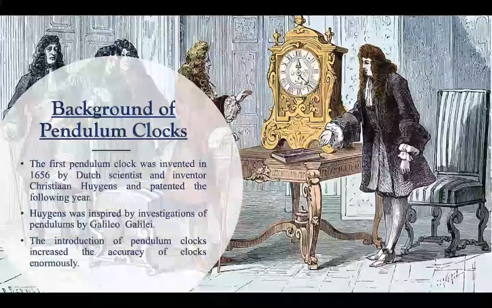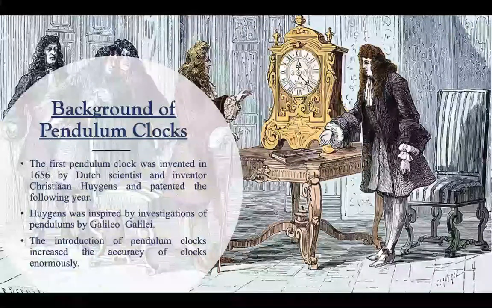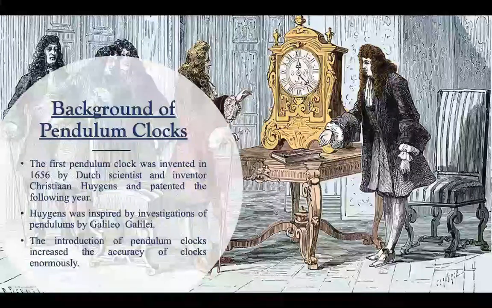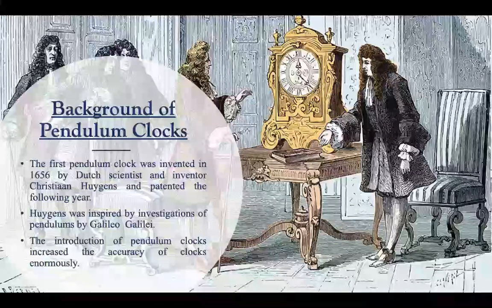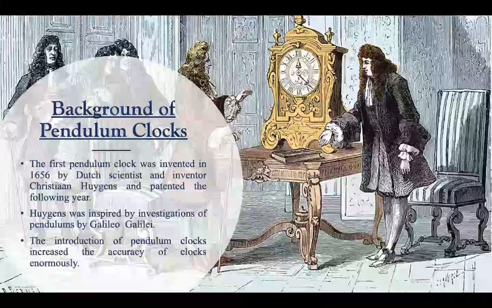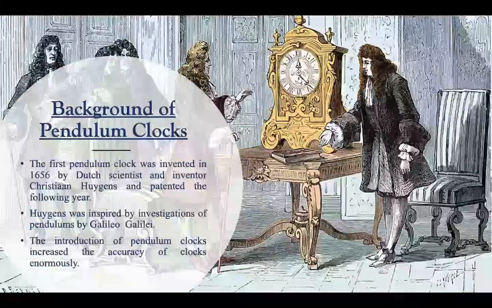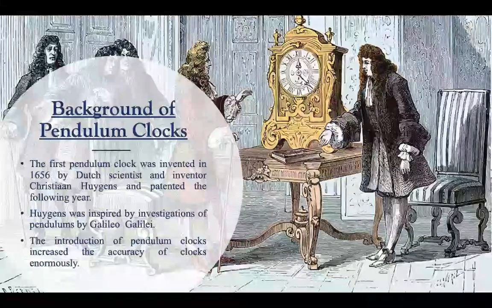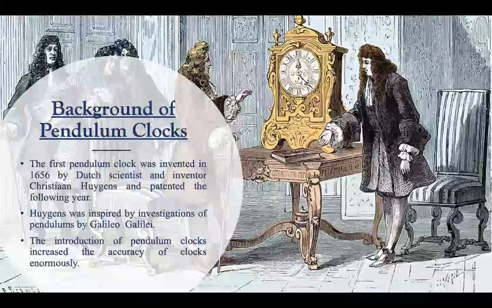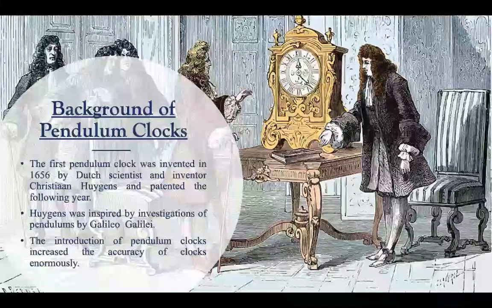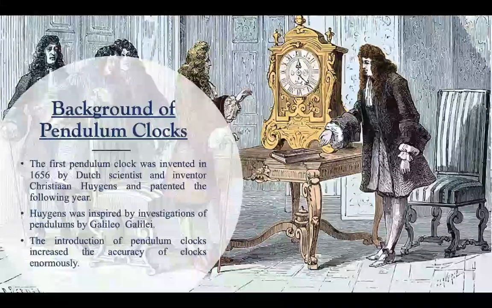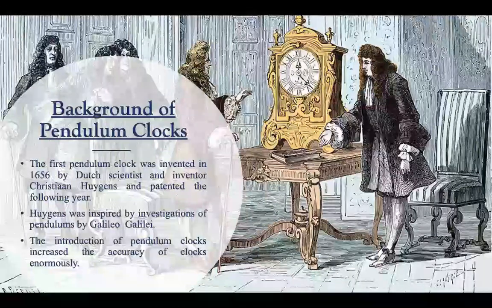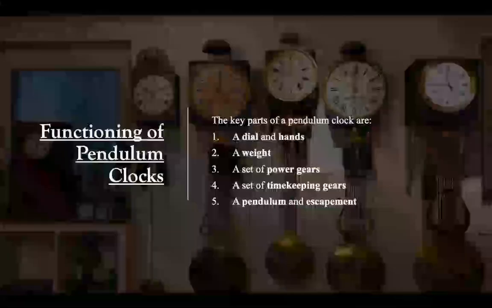The introduction of the pendulum clock increased the accuracy of clocks enormously. And by enormously, I mean the errors reduced from about 15 minutes per day to 15 seconds per day. And since it was the first harmonic oscillator used in timekeeping, until the 1930s, the pendulum clock was the world's most precise timekeeper. However, later on, it was replaced by less expensive synchronous electric clocks in the 1930s and 40s.